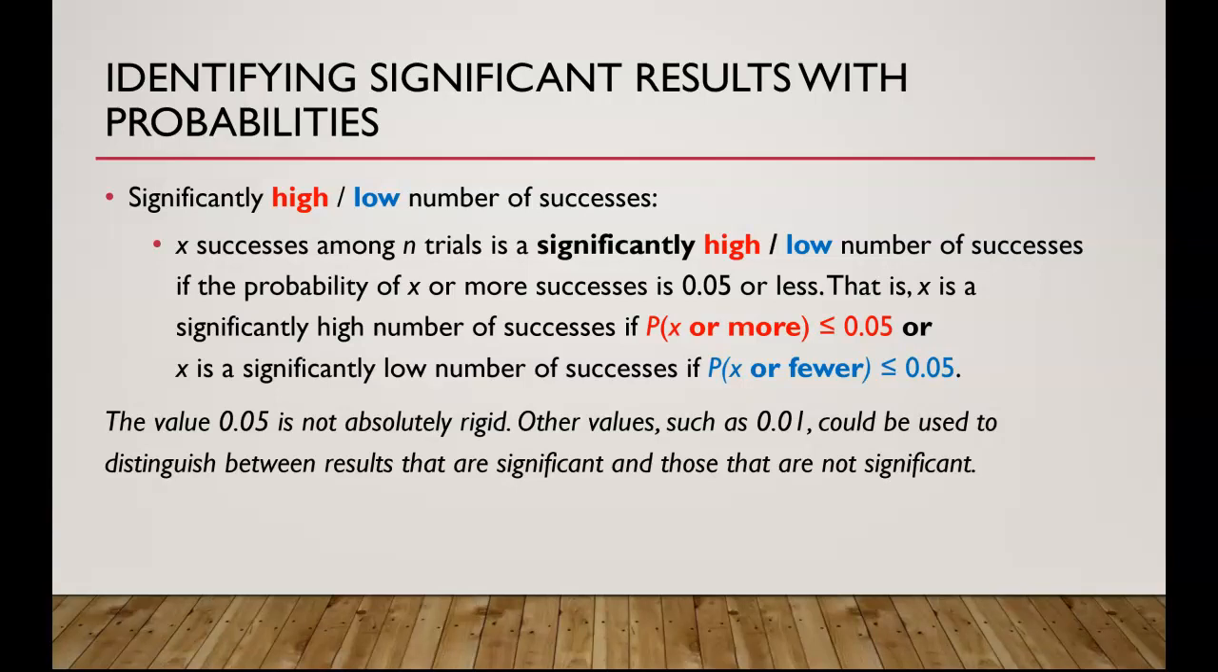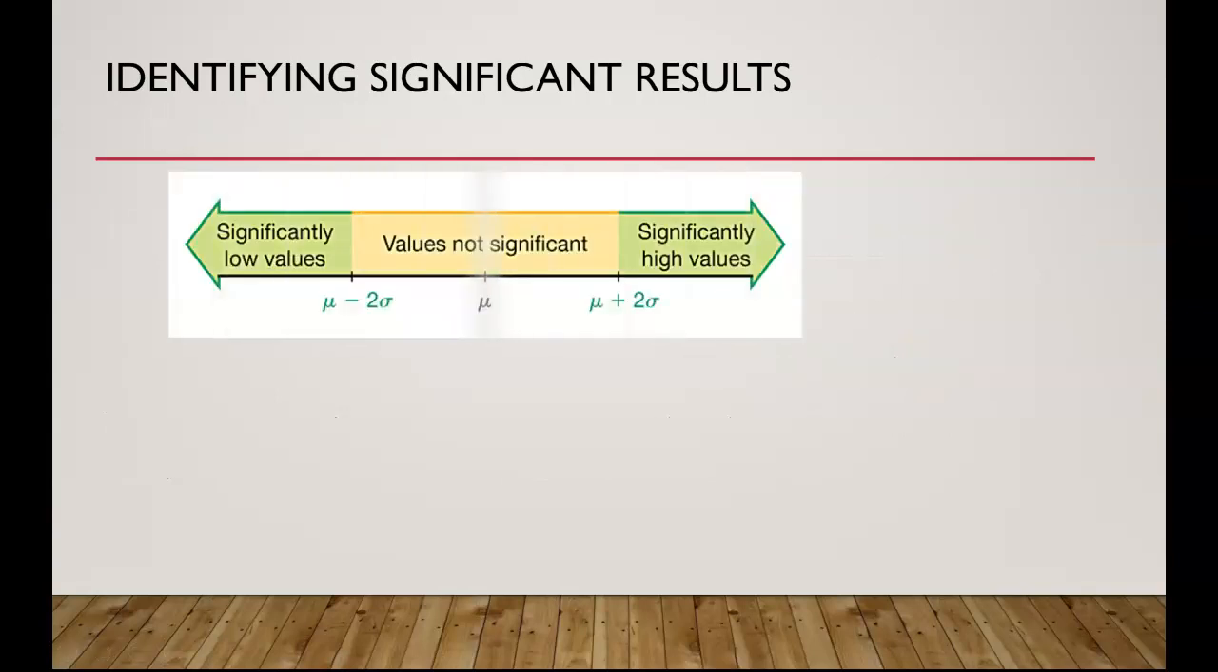The value of 0.05 is not absolute. Other values such as 0.01, 0.02, or 0.1 could be used to distinguish between results that are significant and those that are not significant. Significant high values are considered the values that are 2 or more standard deviations from the mean, and significant low values are considered the values that are 2 or more standard deviations below the mean.